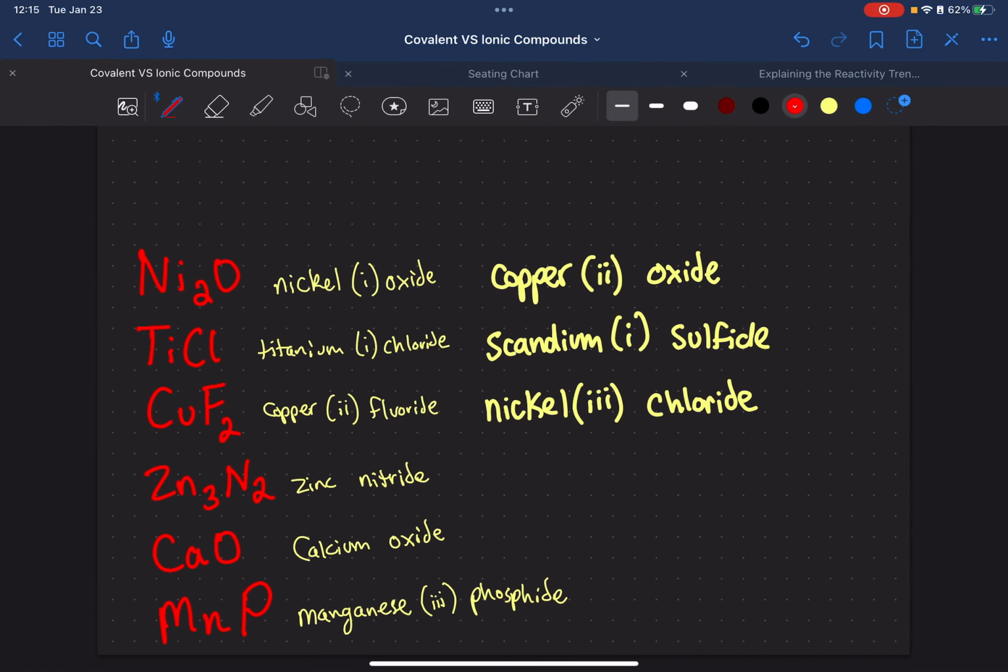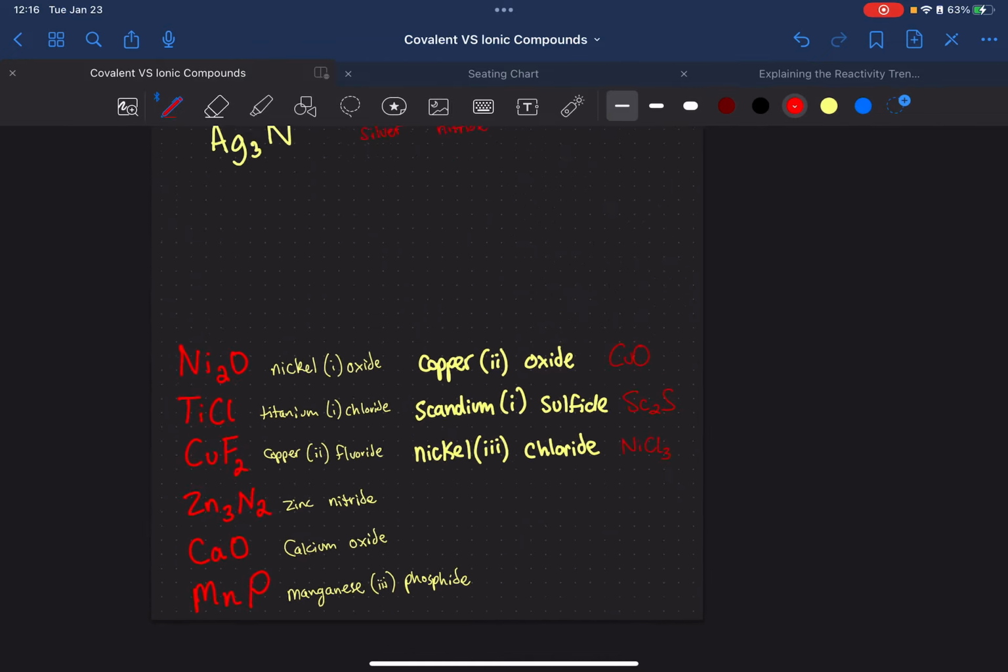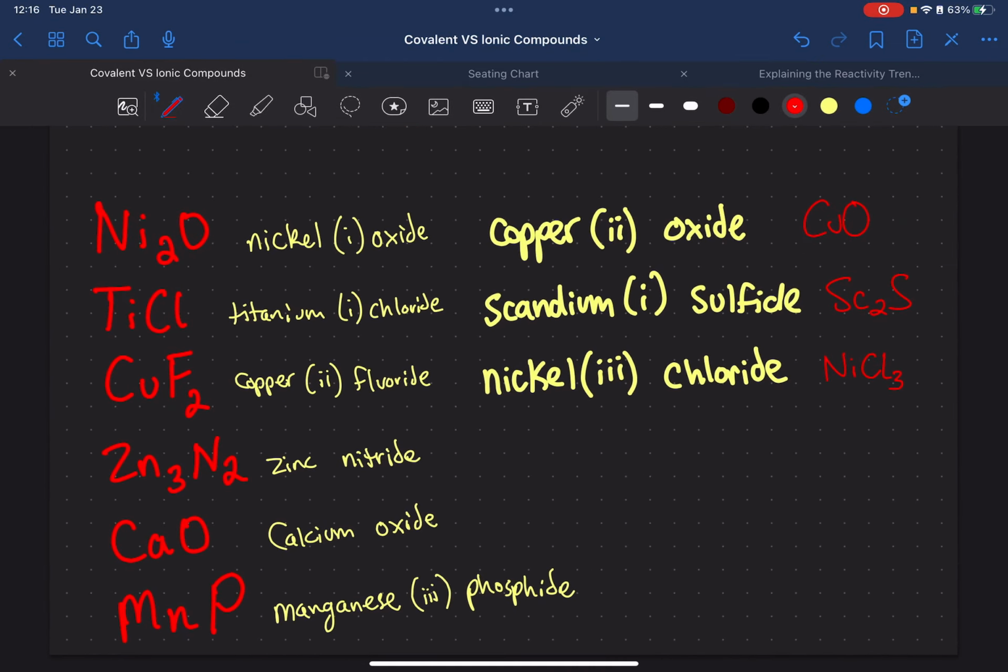Okay, there are those. Going from the name to the formula now. If you didn't try those, try them now. This is CuO. This is SC2S. And guys, the capitals do matter here. So make sure that you're not capitalizing that C, because then it would be totally different. It would be sulfur and carbon instead of scandium. And nickel 3 chloride is going to be NiCl3, just like that.